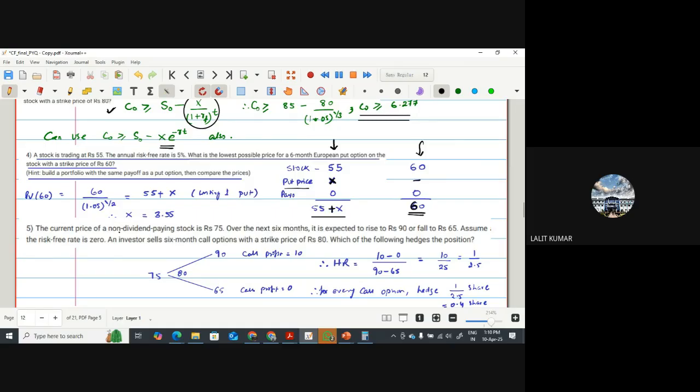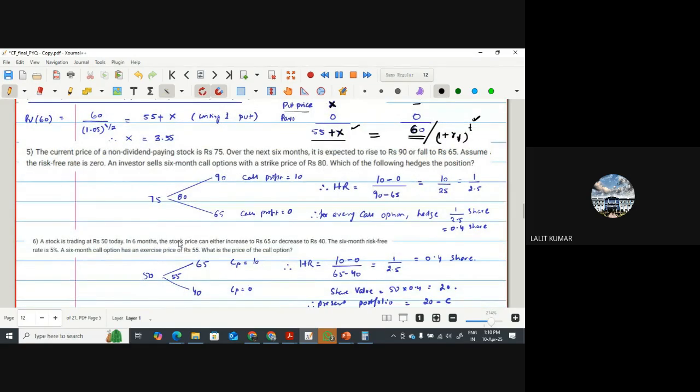Now this 60 you convert to the present value, which will become 60 divided by 1 plus RF to the power T. And both the values you have to equate. So both the states will become equal. And by this, you can calculate the value of X. Is this okay? Okay. Yes. Okay.